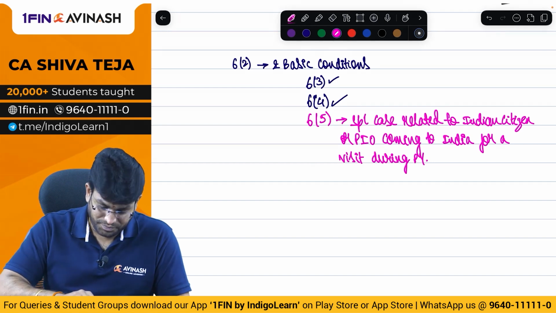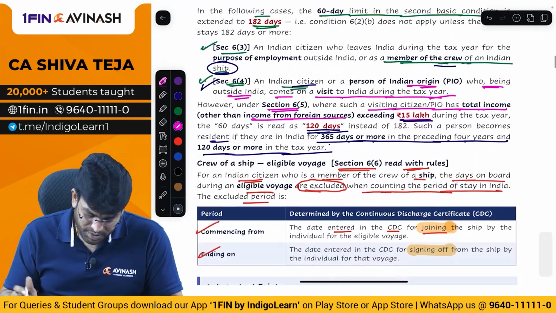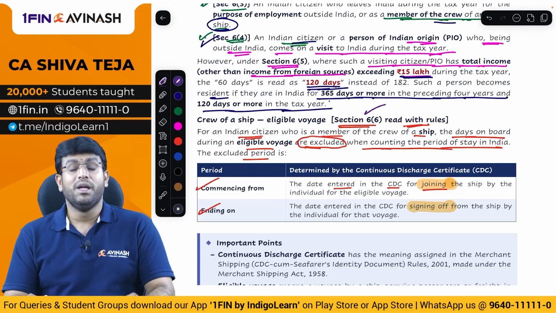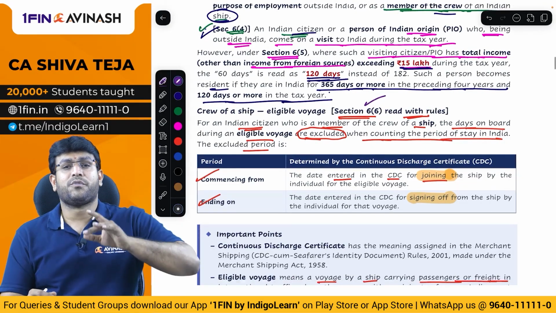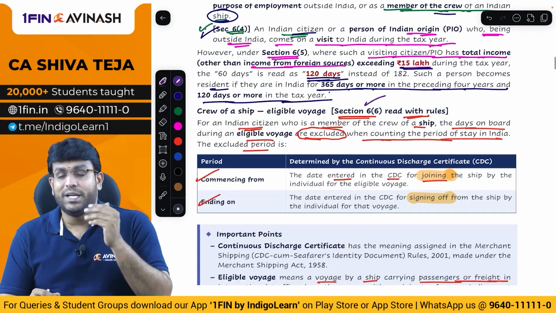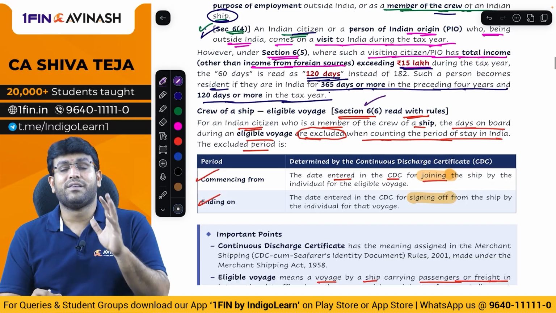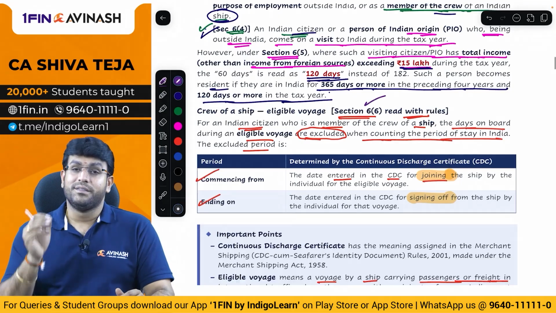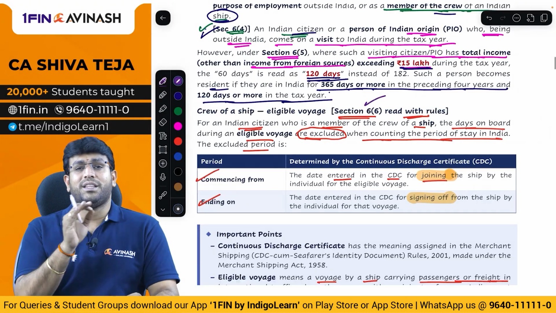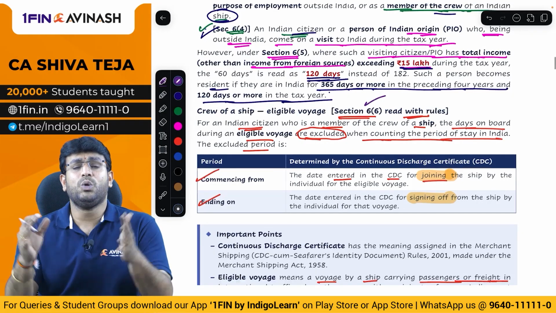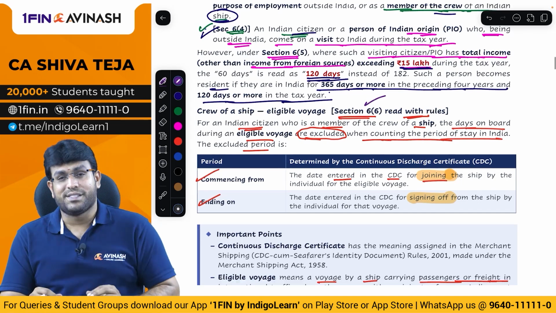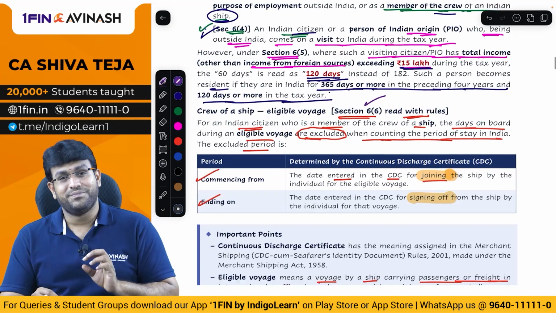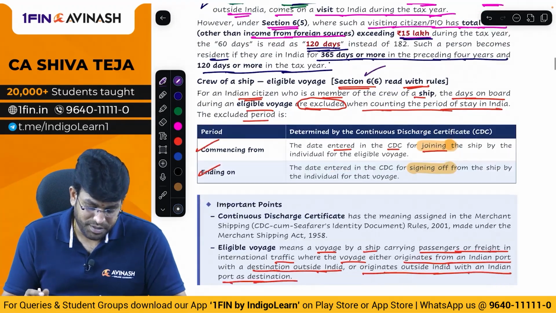Clear? Good. Let me next talk about section 6.6, which we have also done. That is about the case of a crew of an Indian ship. What we discussed is very clear: in case of crew of a ship, when he is joining the ship, he is given one certificate known as continuous discharge certificate. And they clearly told in the law that the date of joining till the date of signing off shall be excluded for calculation of number of days in India. That means that period he is treated as if he is not in India. That's an interesting point.